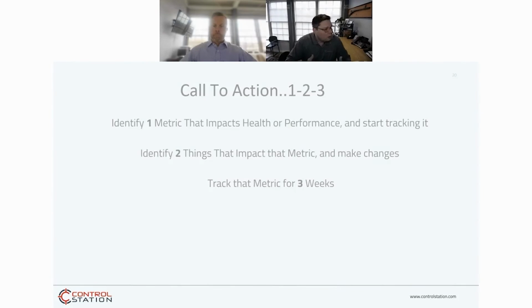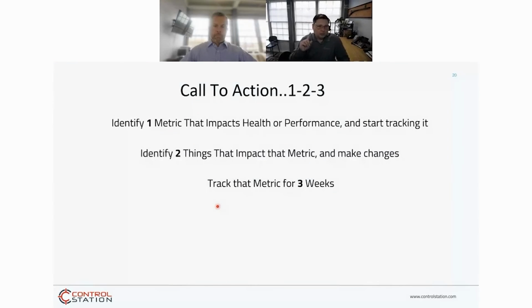So here's a simple call to action. Identify one metric at your site that impacts the health or performance and start tracking it. Put it in Pi, put it in your historian, put it in Wonderware. Track it a couple times a day to be able to pull that number, to be able to say, okay, this is the percentage of time my controller is in automatic. This is the number of widgets per hour I'm doing. Whatever it is, take that number and start tracking it, storing it, and archiving it as best you can.